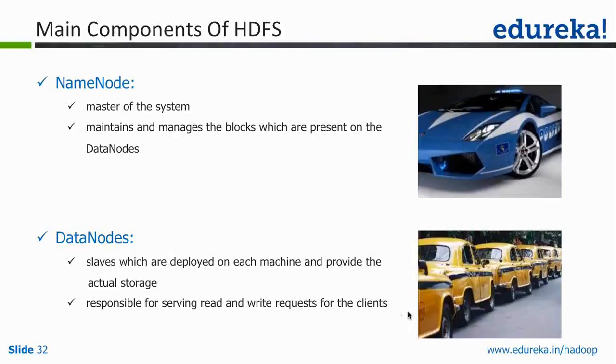Venkat says the data node Ambassadors are much stronger than the name node Lamborghini. Well, yeah, they are much more powerful because all the politicians go in them, but they are still commodity. Let me not get into politics right now.